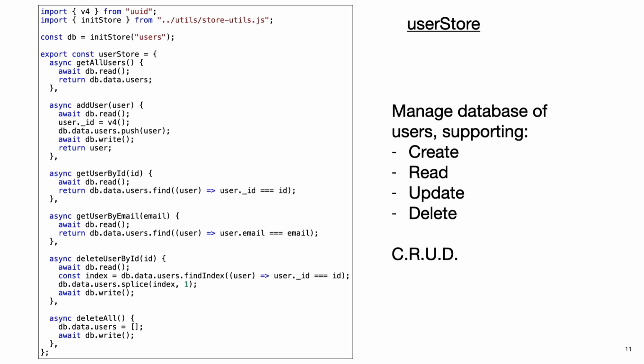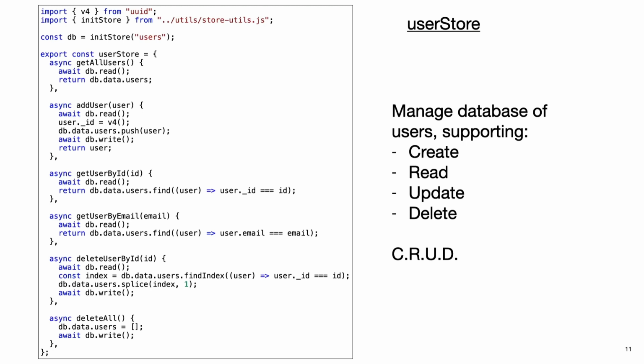Here's our user store. It's going to be now managing users. We sometimes call this a CRUD sort of store, create, read, update, delete. Very common sets of procedures to do on information. And it's structured very similarly to the other stores we've built so far, the playlist and the track store. Get all users, add a user, get a user by ID, get a user by email, delete a user by ID, and delete all users.